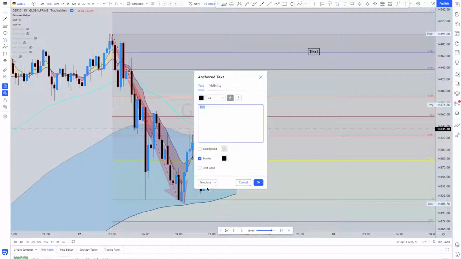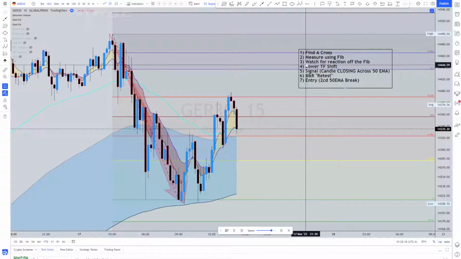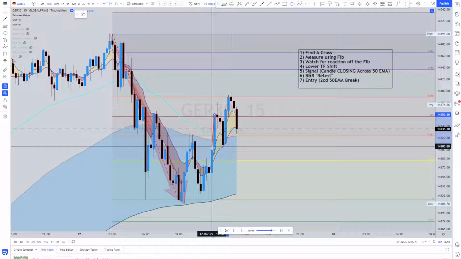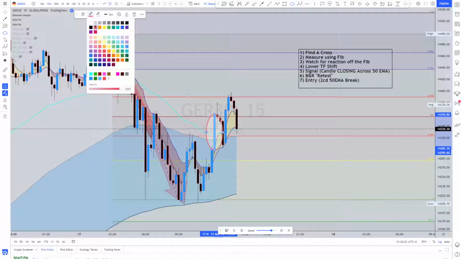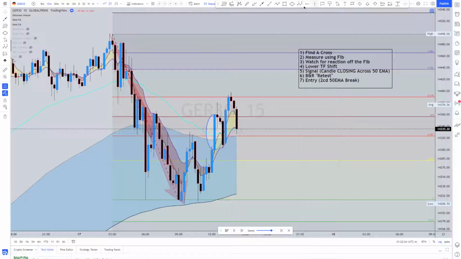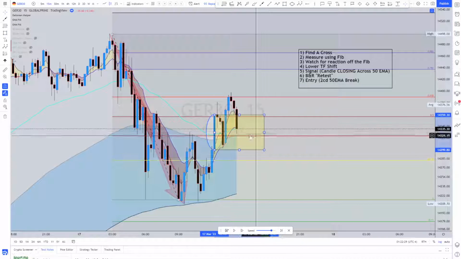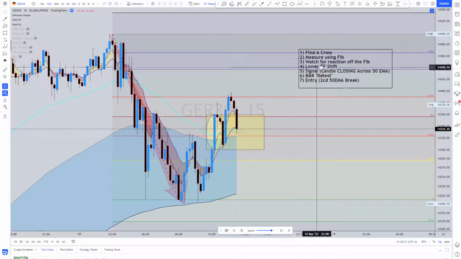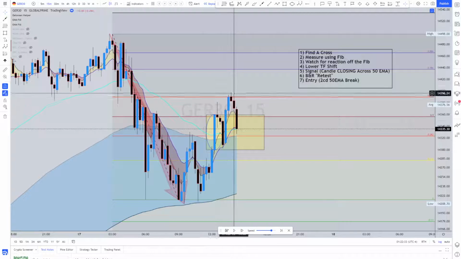So what are the steps? Let's bring them on the screen. One was to find the cross. Let's find the cross. This is my cross. I'm going to mark it blue because it's a bullish cross, and I'm going to highlight that candle so I'll know when it breaks that zone. I'll know exactly what's going on. We measured the fib already. Now we're looking for the reaction off of that fib.